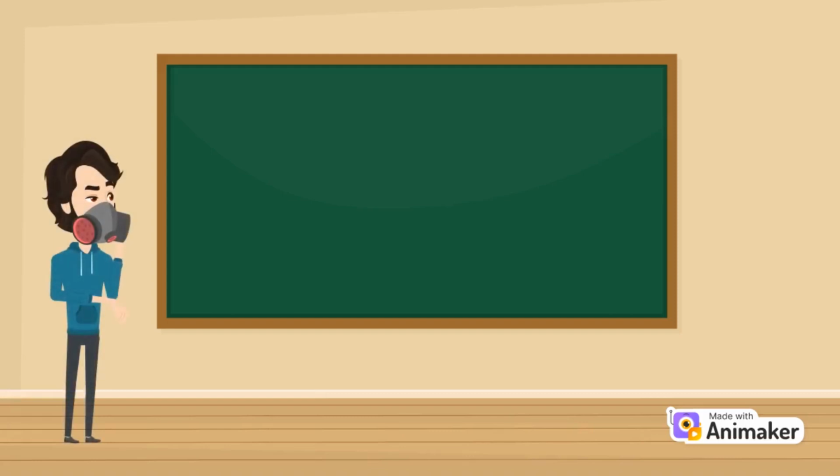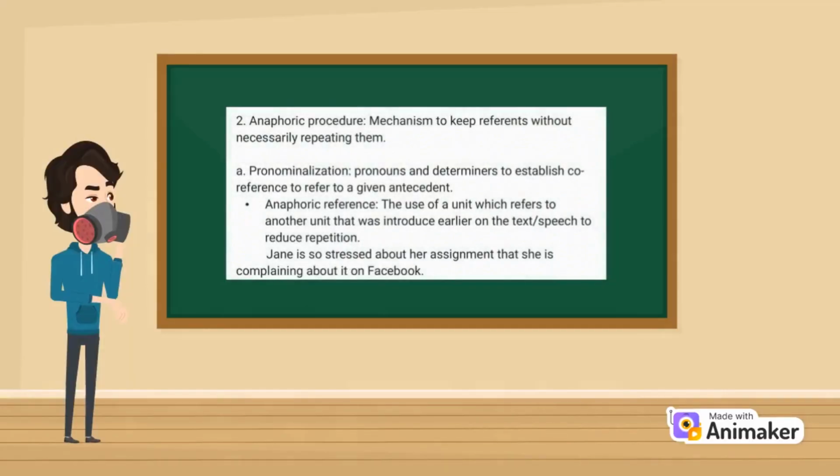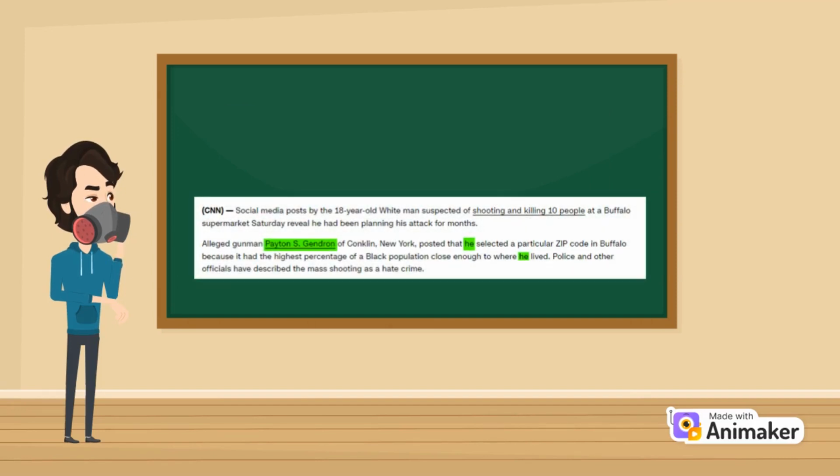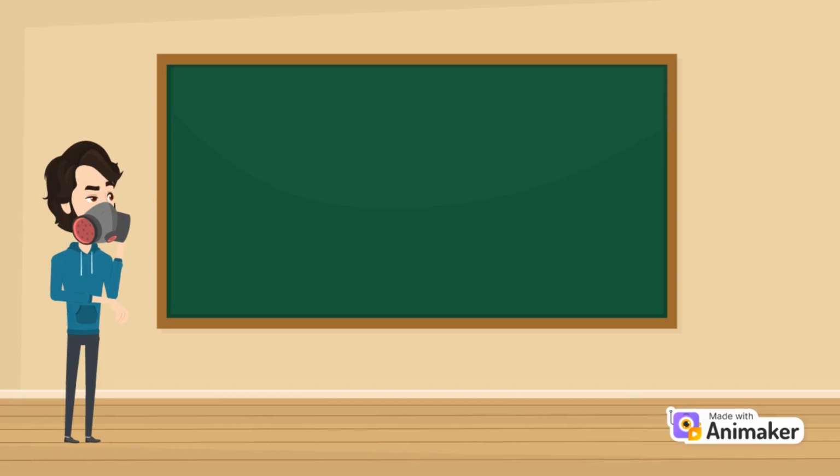Now, for the 4 recurrent rules, we have an anaphoric reference, defined as a unit that refers to a previously mentioned unit, employed in a different way to avoid repetition. In the second paragraph, the gunman is mentioned by the name of Peyton S. Gendron, and afterwards is mentioned as he twice for the rest of the paragraph.